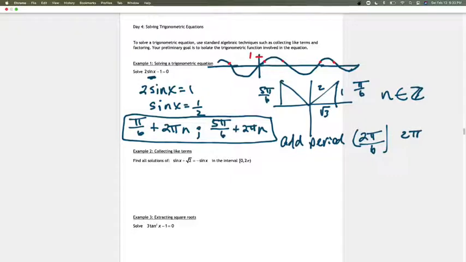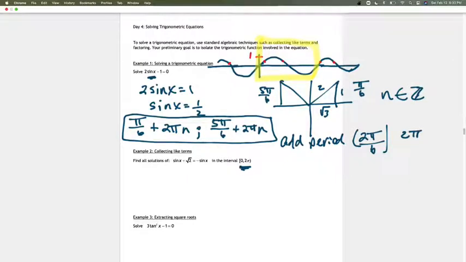Okay, so now we're going to do another example. This time, though, specifically, they're saying only from 0 to 2 pi. So we don't want every single one. We only want the ones going from 0 to 2 pi. Up here on this graph, 0 to 2 pi is this window right here. So we only want 2 solutions where it happens, or however many solutions for each individual situation.